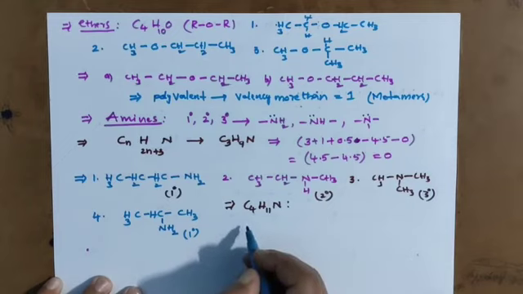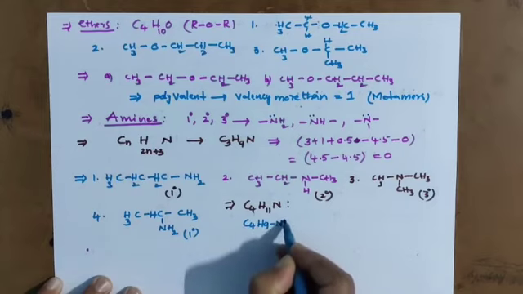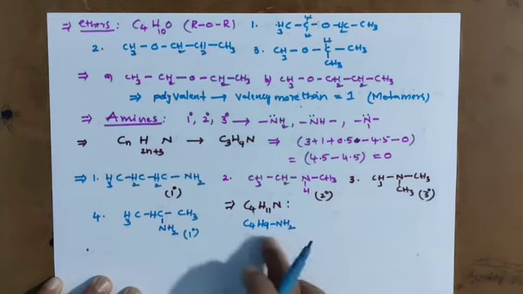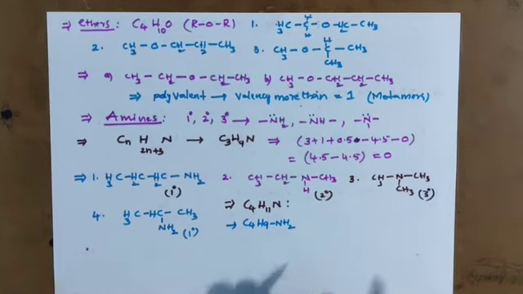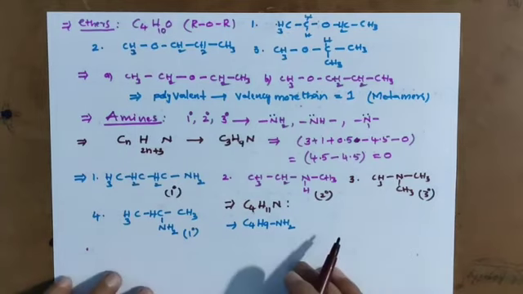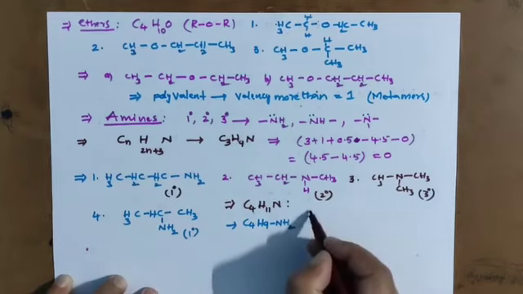C4H9NH2 we can write. Butyl group means what I told? N-butyl, isobutyl, neobutyl, means sorry, secondary butyl. N-butyl, isobutyl, secondary butyl you are getting. Am I right? Let me draw that.